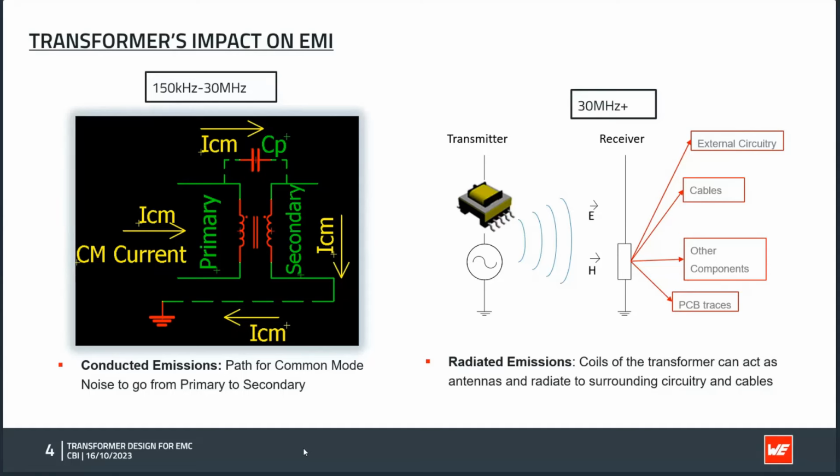And this radiated emission, it can couple into everything, into PCB traces, into other components, into cables, even into external circuits surrounding maybe your power supply. So in order to keep the radiated emission low, we want to improve the behavior of the transformer.